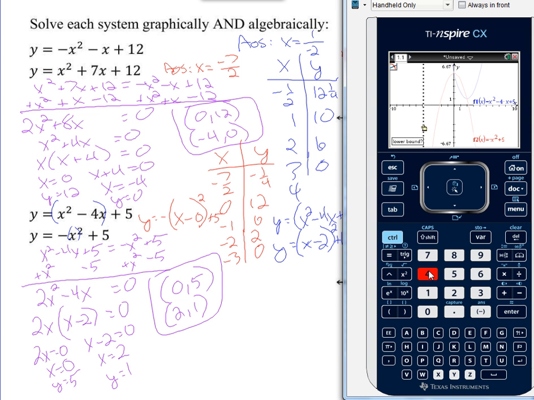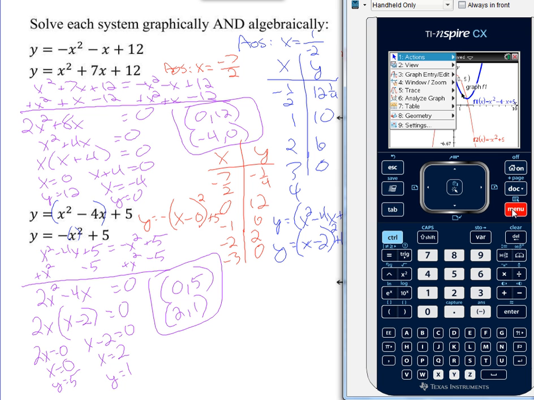You can only find one intersection at a time. The lower bound needs to be on the left side. Click, and then just slide across until you get that intersection point and click, and it tells you it's 0, 5. Then do that same thing again for the other intersection point.